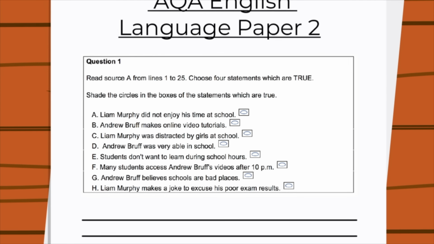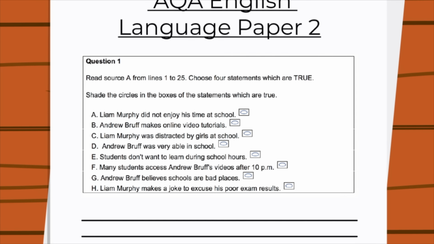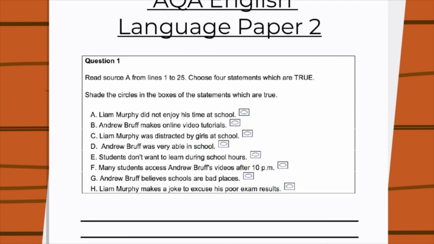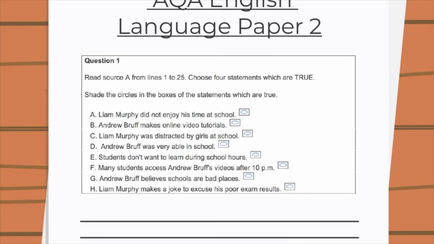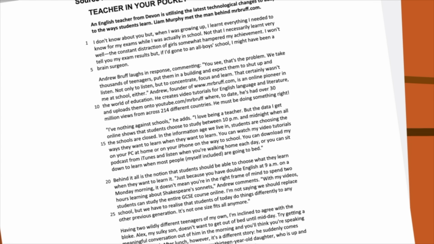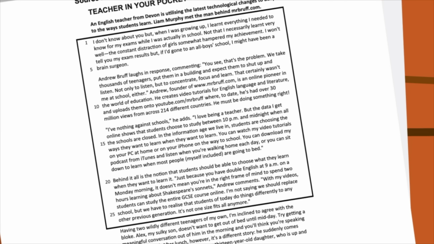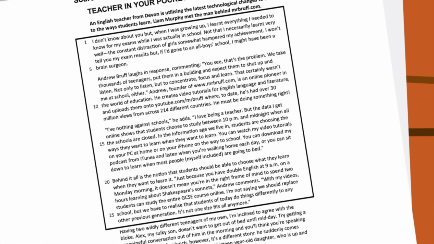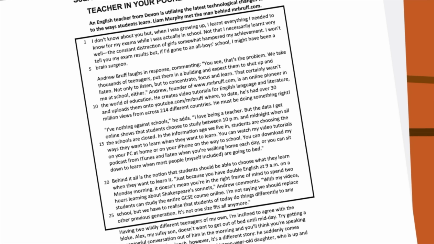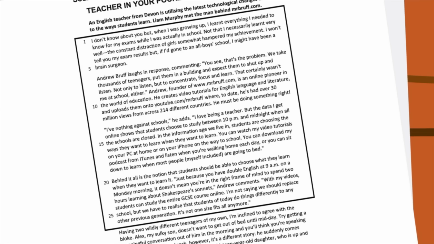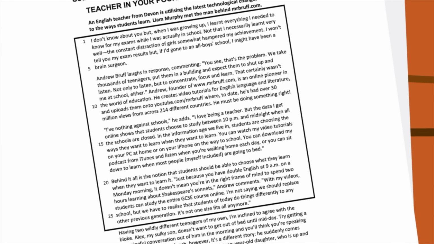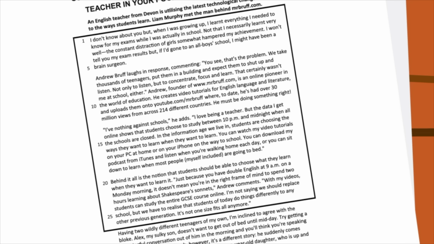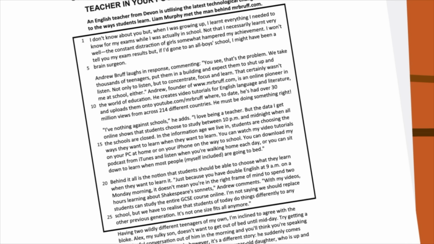Read source A from lines 1 to 25. Choose 4 statements which are true. Shade the circles in the boxes of the statements which are true. So the first simple tip here is to draw a box around the part of the text you're being asked to take your answers from. In this case, lines 1 to 25. Just make sure you do that carefully and don't strike through any actual lines of text in the source, because you're going to need to look back at this part of the text when you're working on other questions and you don't want to find that you can't read some of the words.